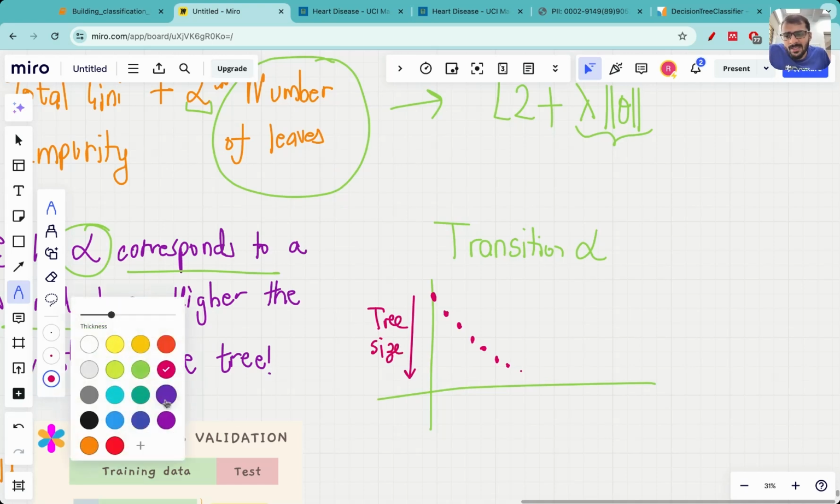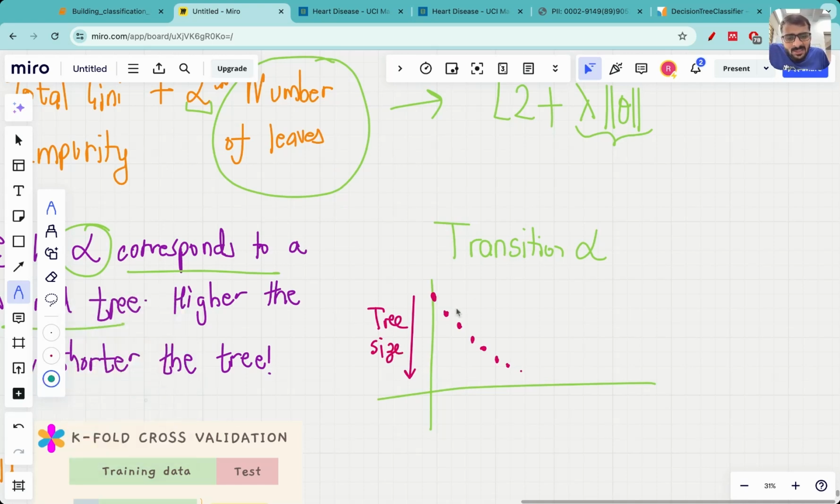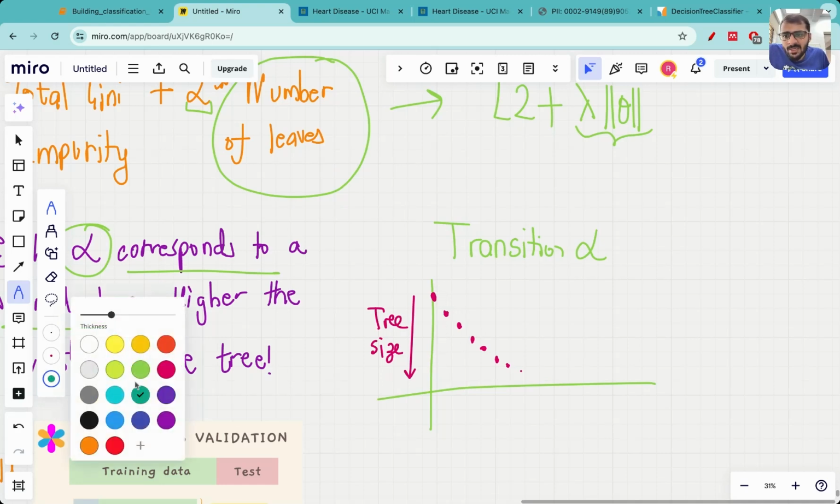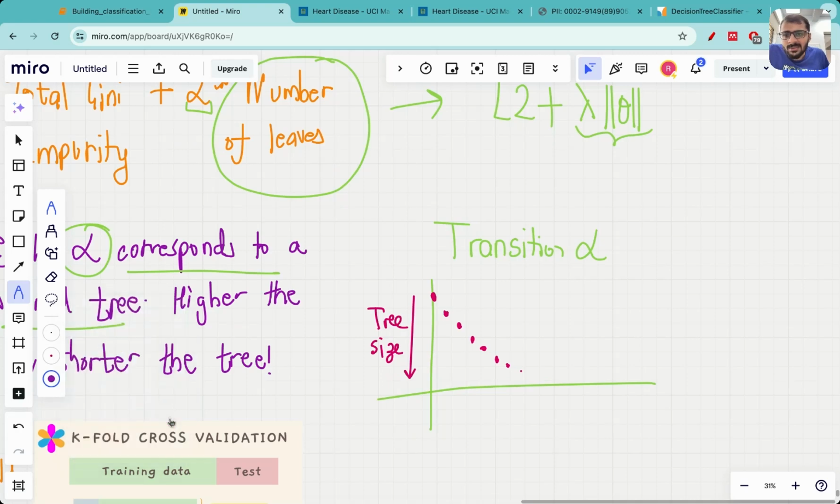Now, if you look at each of these trees, as the tree size is reducing, if you plot the alphas for each of these trees, you will actually see that as the tree size is reducing, the alpha values are going on increasing. These are the alpha values which I am plotting here. Each tree size here corresponds to one alpha value. These alphas are called CCP alphas. CCP because cost complexity pruning.